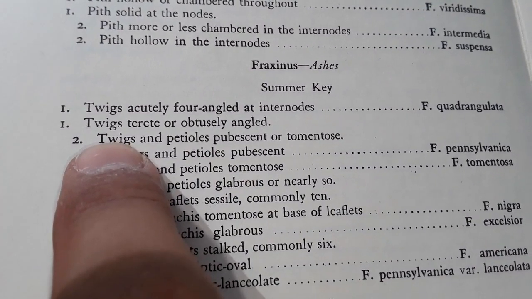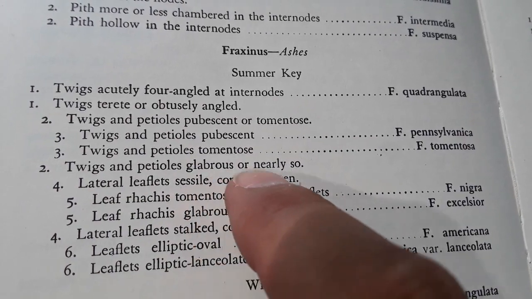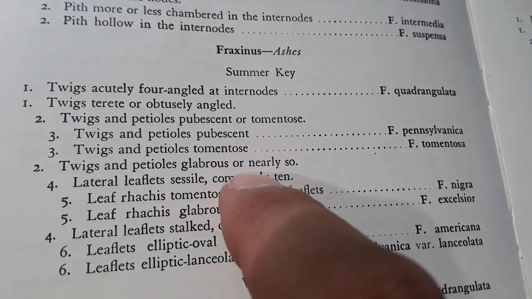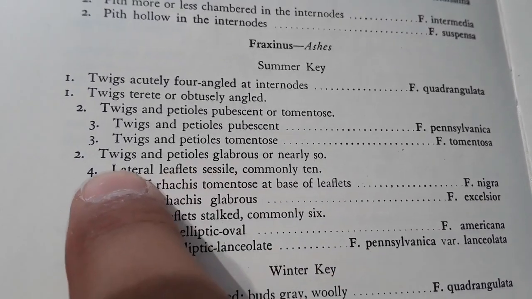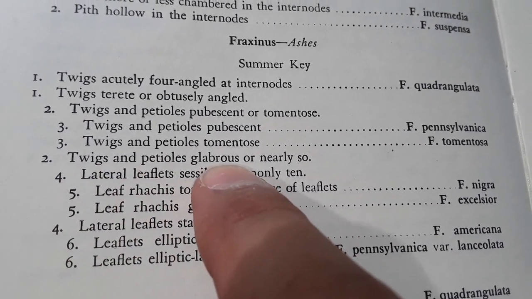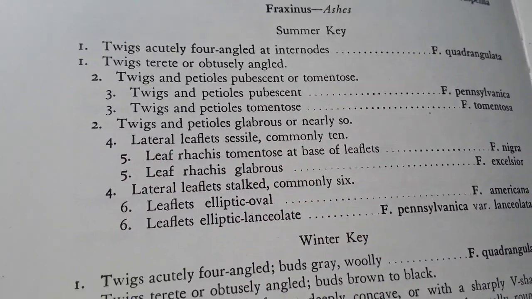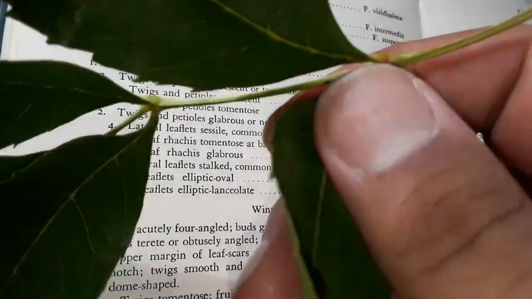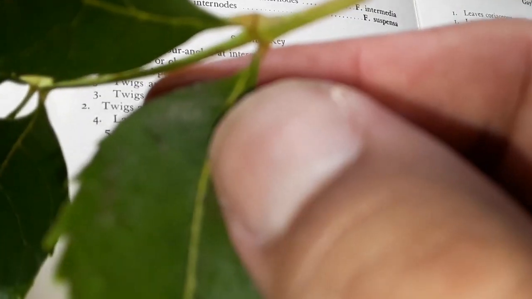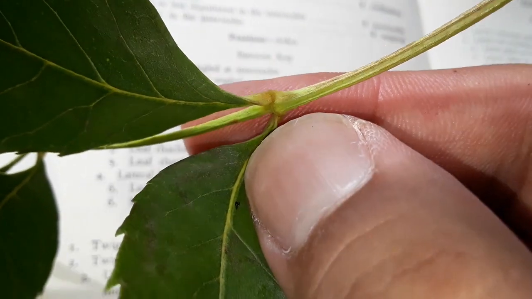So that takes us here, twigs and petioles pubescent, or twigs and petioles glabrous, or nearly so. All right, these happen to be glabrous. Twigs and petioles glabrous, or nearly so, are the leaflets commonly 10 or commonly 6. These are all in 6. Okay, and they happen to have almost no stalk, or almost sessile.